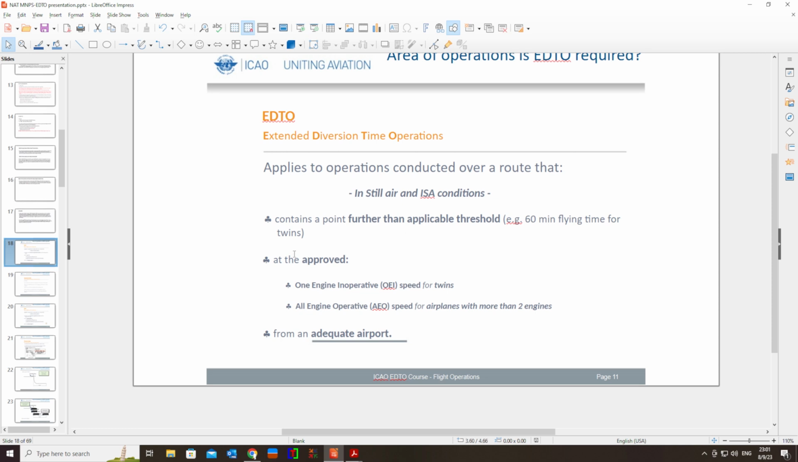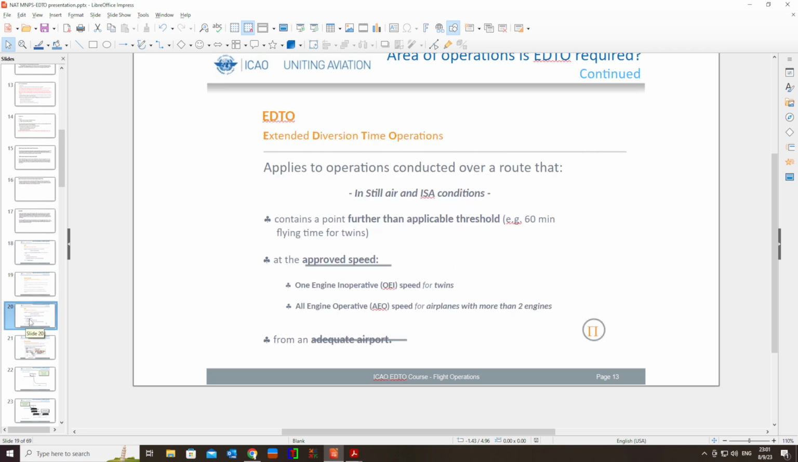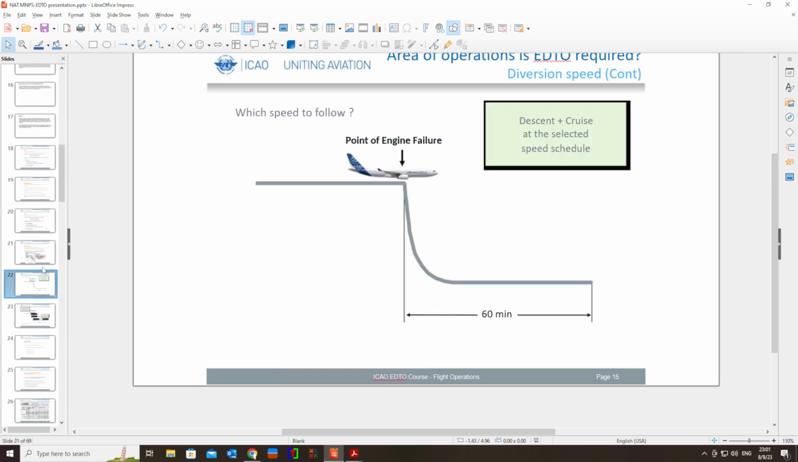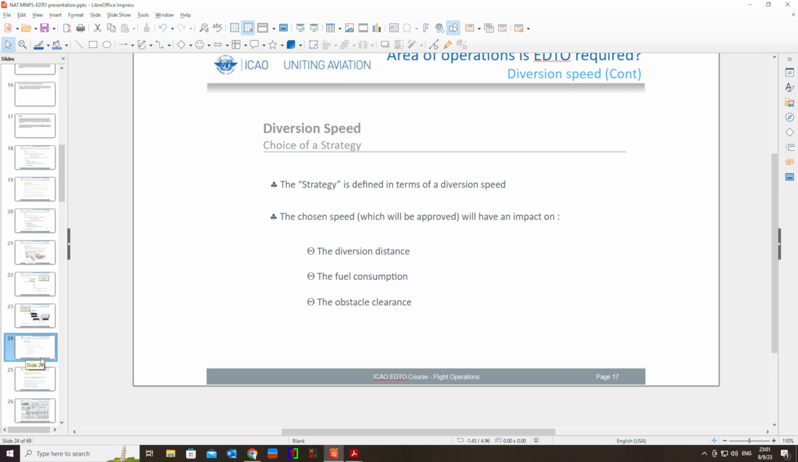over a route. And I don't want to go into much detail at this stage. I want to create a short video, but it's already going over 30 minutes. I'm gonna run a little bit further down and go into more the diversion speeds.